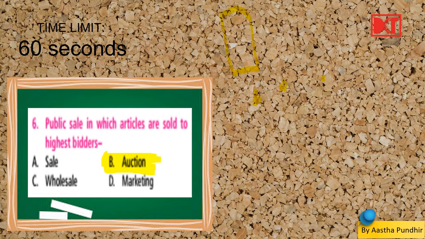Like one person places a bid of 100 rupees. The other person then crosses it and places it suppose at 150. The other person crosses it, places at 200. So whatever the highest bid is placed, the article goes to that person. That is an auction. All right. Sale is when the things are given at a discount. Wholesale is when things are purchased in bulk. All right. Marketing is basically the advertising strategy of promoting their products.